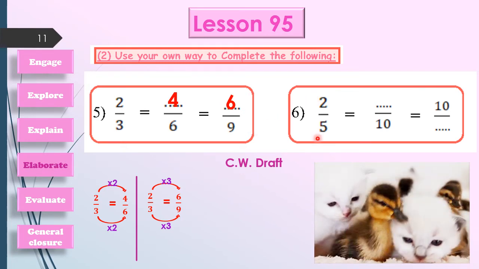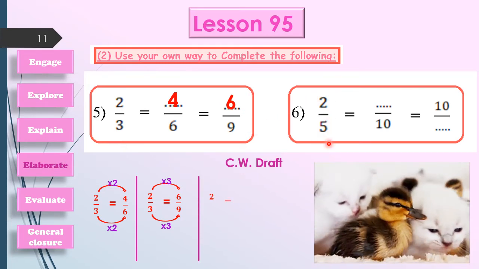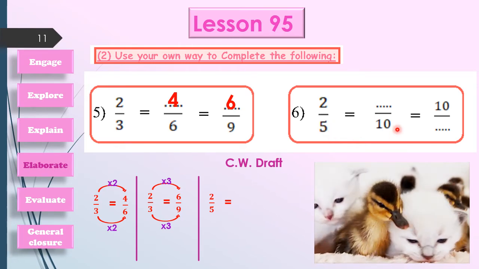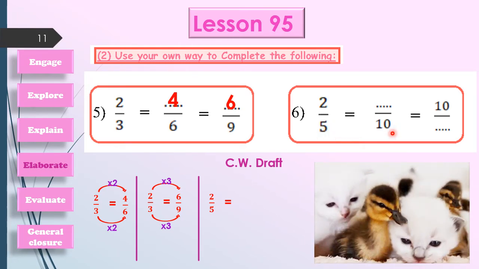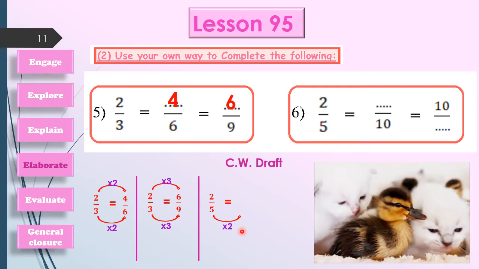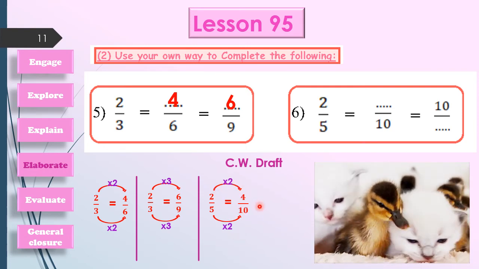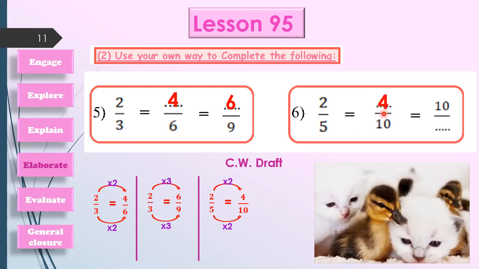Now let's go to the next one. Here we have 2 fifths in our draft. And ask yourself, 2 fifths, how many tenths? Here we have 5 by what equals 10? It will be by 2. And as I do down, I will do up. It will be 2 by 2 equals 4 tenths. And write down here 4.